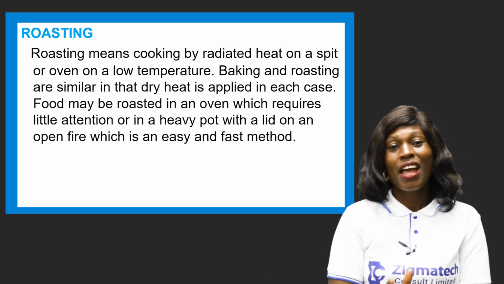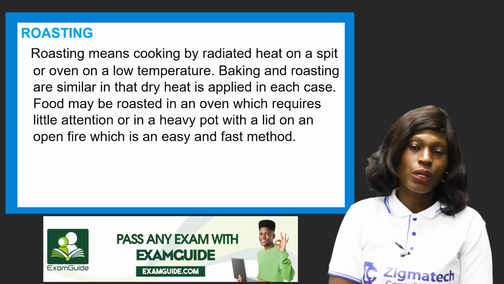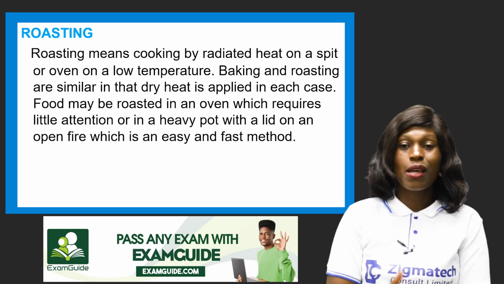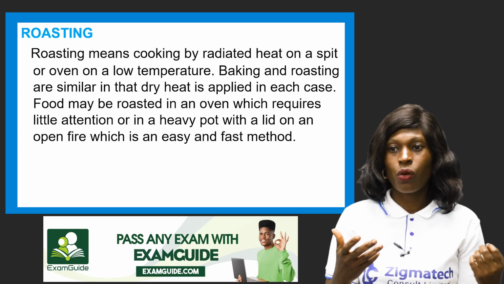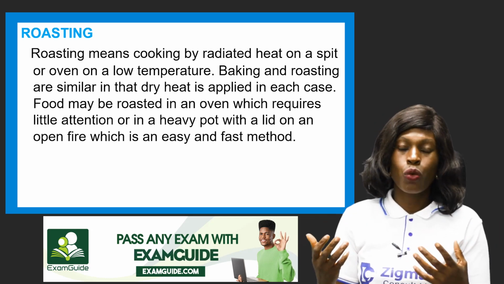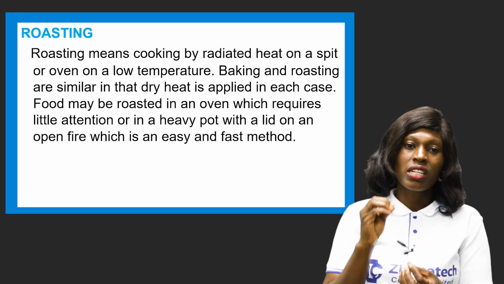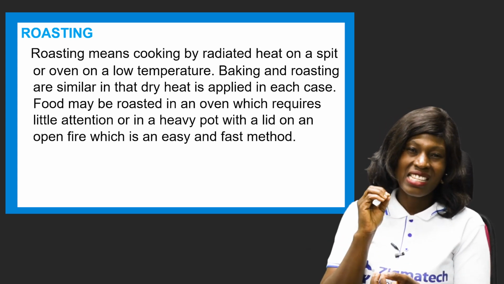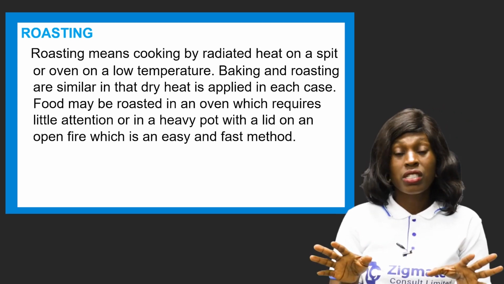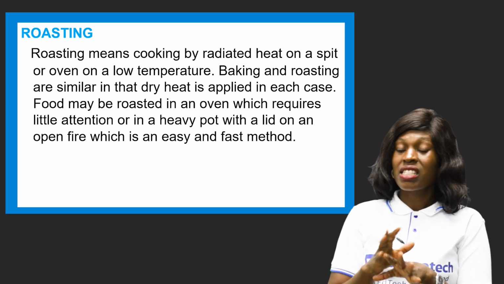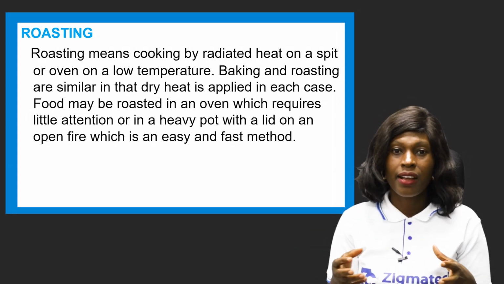Now, we have another method of cooking which is referred to as roasting. Now, roasting is almost the same process that is used with baking. Okay, it is cooked by radiated heat, on a spit or in an oven, but this one has to do with using very low temperature. Now baking and roasting are similar, like I said. Dry heat is what is used to prepare it.